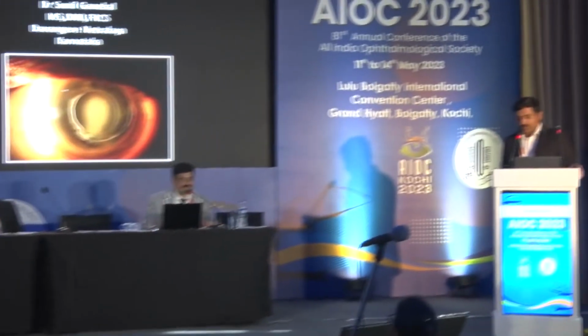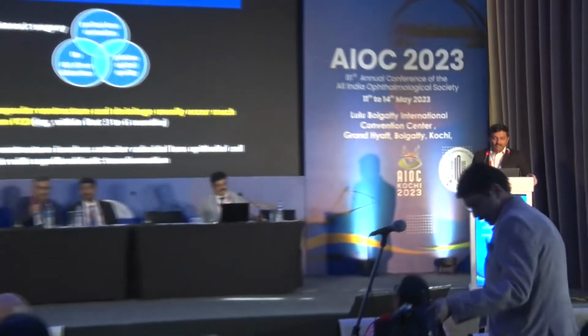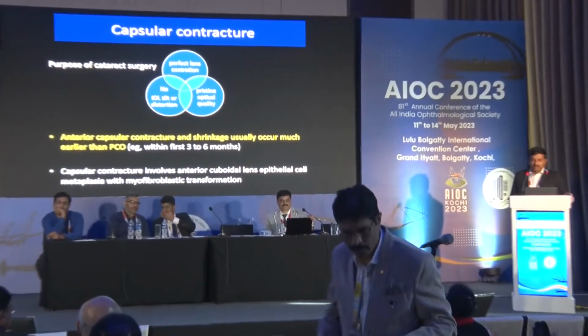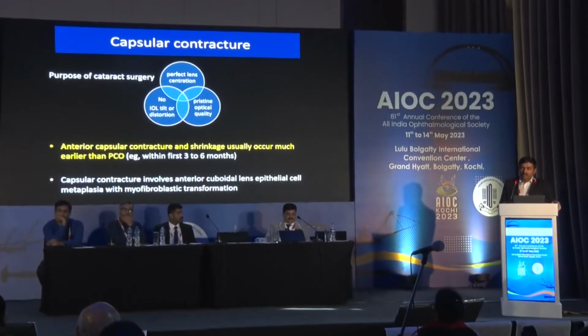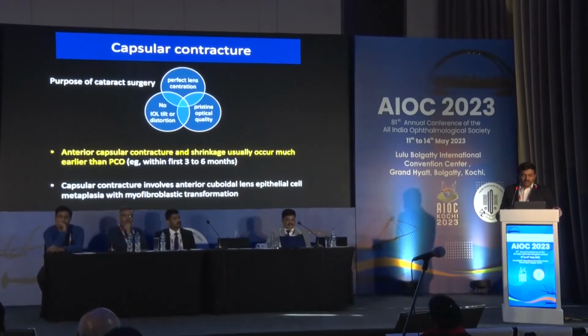Good afternoon, everyone. Today I'll be talking to you about two common problems one faces post cataract surgery. One is capsular contracture, the other is capsular distension syndrome. When you plan for cataract surgery, as we know, we want a perfectly centered IOL with no IOL tilt or decentration. You want a pristine optical quality. That's what an optimal result one expects.